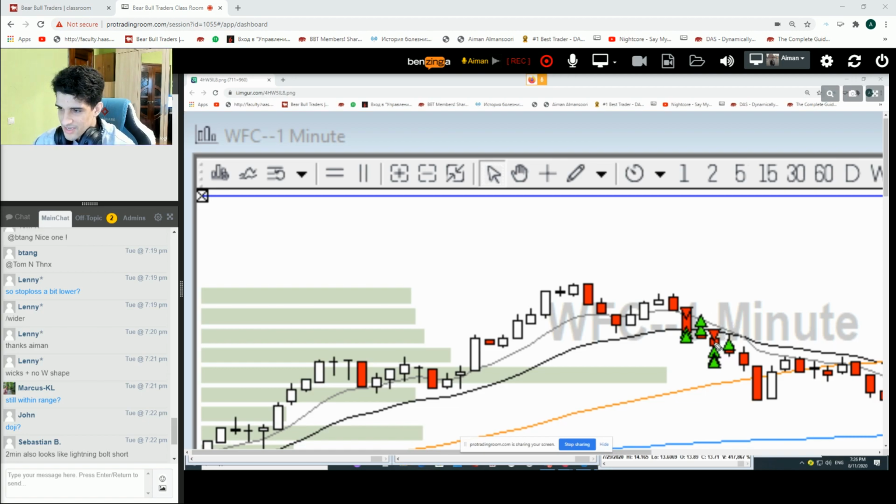And then the same thing happens here. It goes a little bit in your favor. You take some early partials on the first 1 minute candle, and the next candle you are getting stopped out at break even, and you are missing the move right there. So what to do in this case?